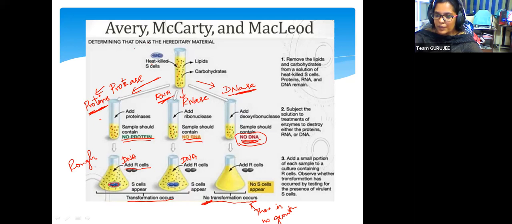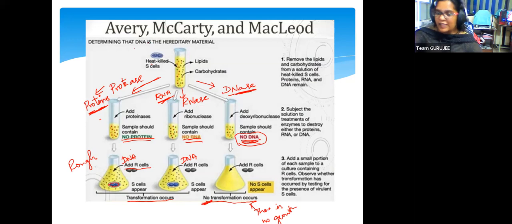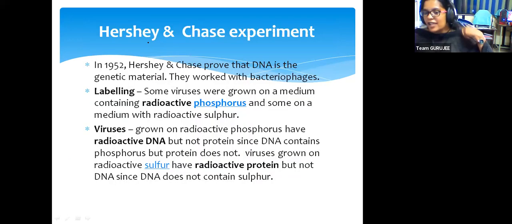So this experiment is the Avery and MacLeod experiment. This is the second experiment. Then the third one is the Hershey and Chase experiment. This experiment was done in 1952.